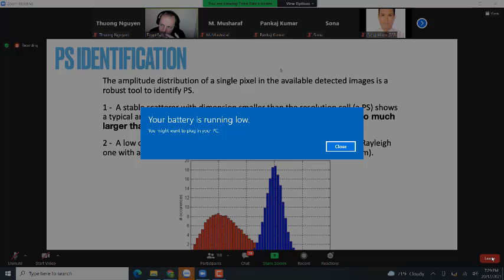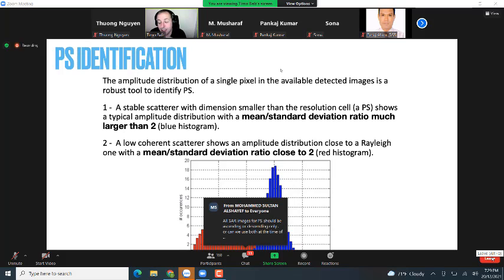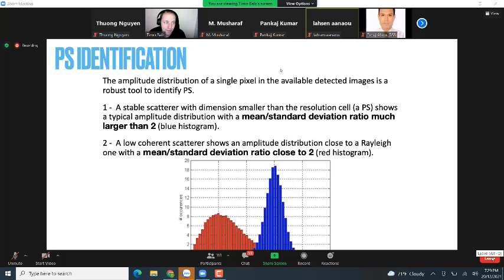And we can do that by looking at many images. We need a large number of images, again ideally 20 or more, to identify the stable points over time, over a set of images. And there are many ways to do that. There are many approaches where we can say, well, this is a stable point and this is not a stable point, but the standard way in PS InSAR processing is the amplitude distribution.